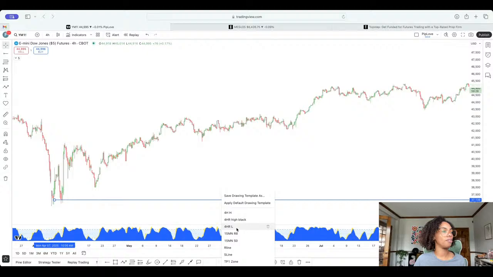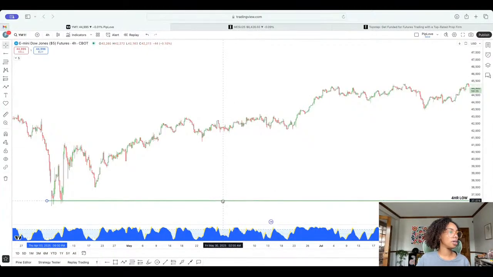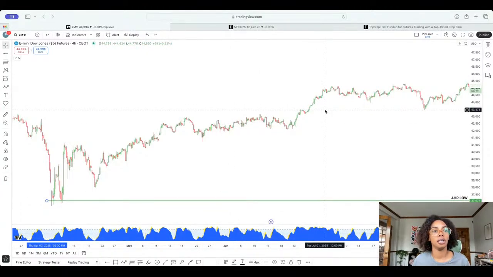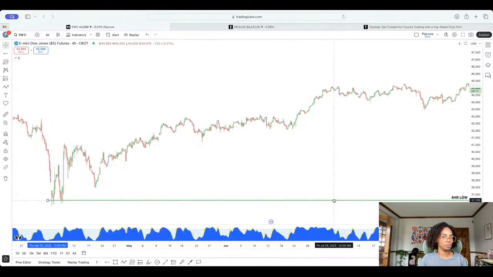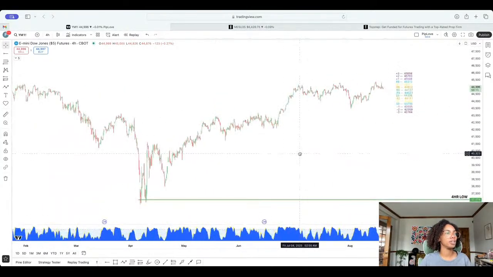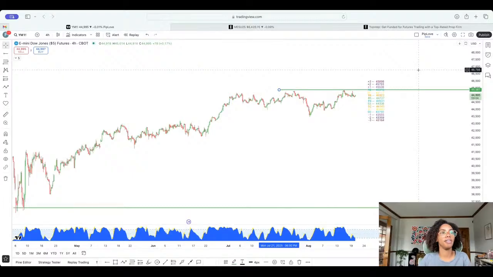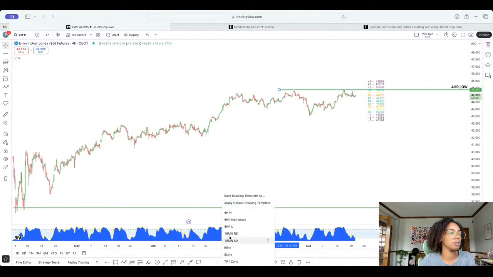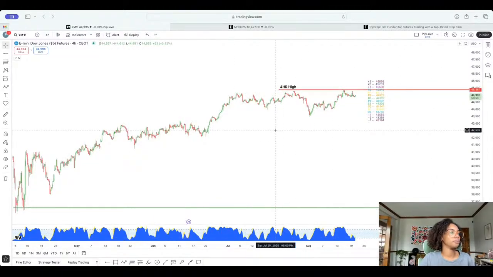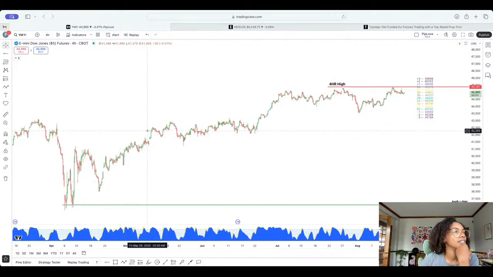All right, so we'll mark up our lowest low here. 4-hour low. We have our low right here at 37.75, just about. Okay, so we have our lowest point here, and now we'll mark off our high, which looks like it's about at this point at 45,387. And we have our highs and our lows here.